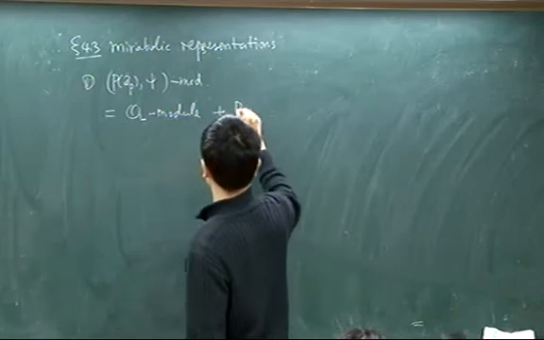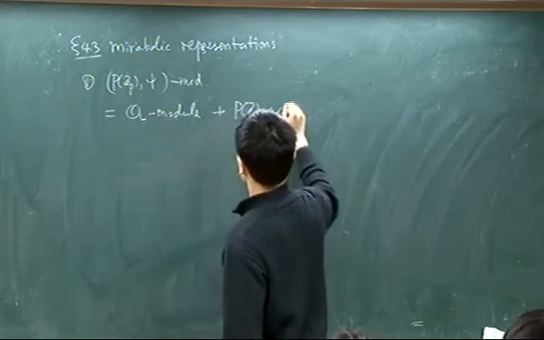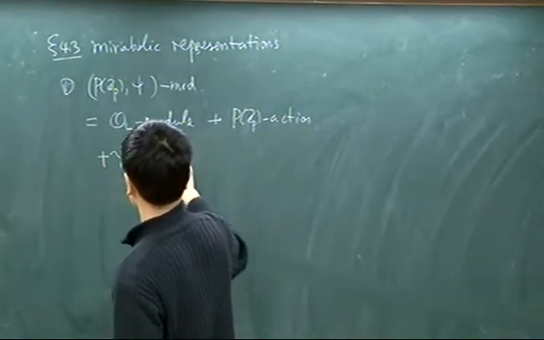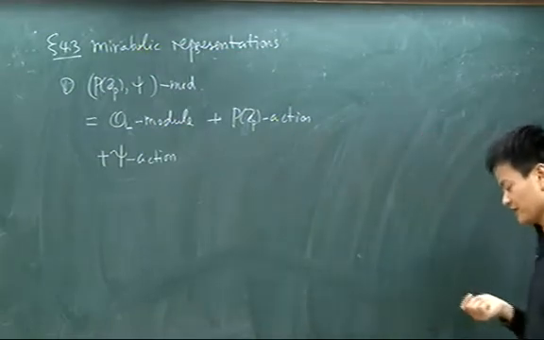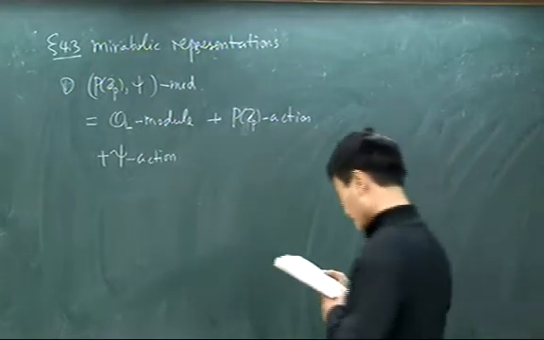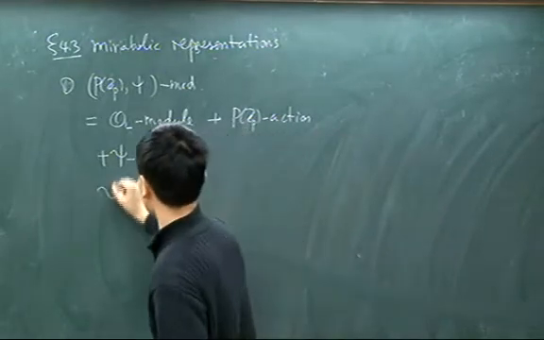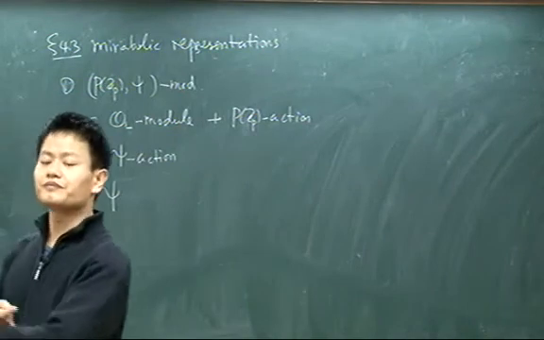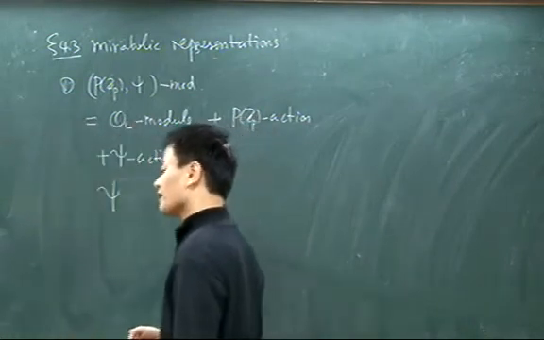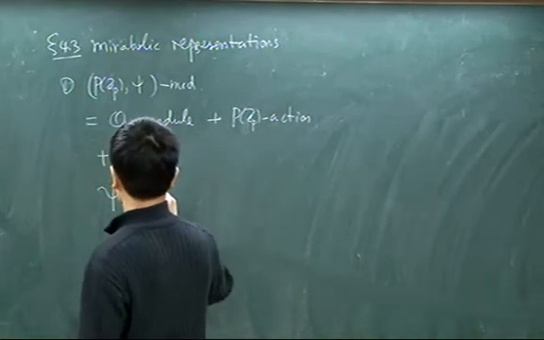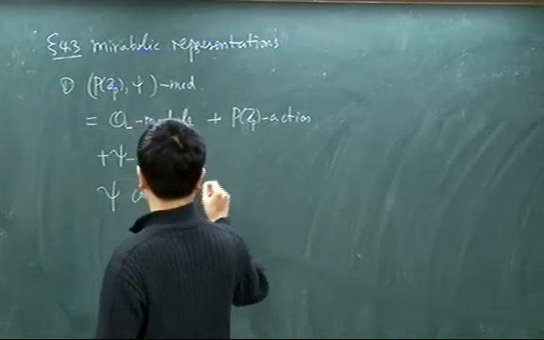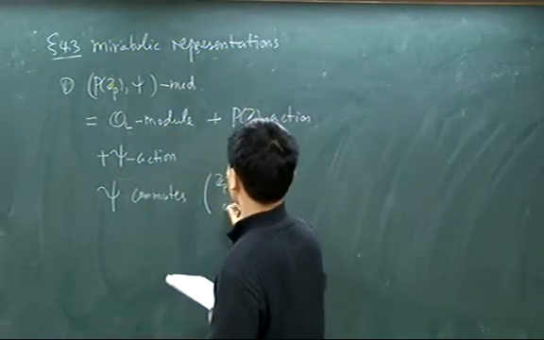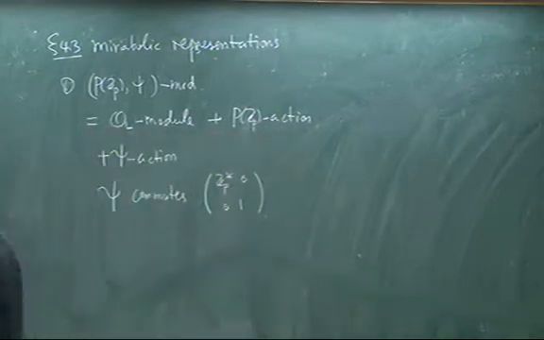You have P-Z_p action, you have psi action, and then you have some compatibility condition. What is this compatibility? Psi always commutes with gamma. But what is gamma here? Gamma is always this, right? It's Z_p cross. So that's psi commutes with this.